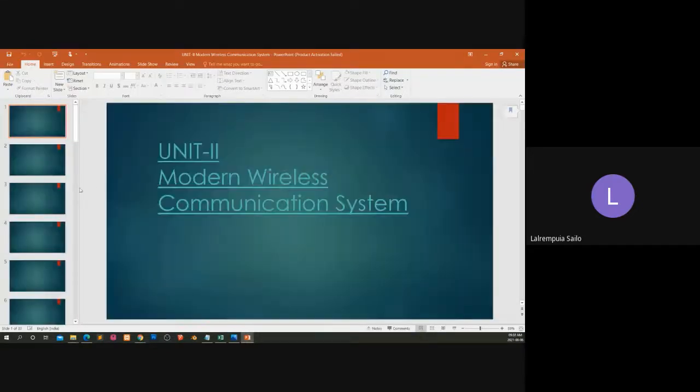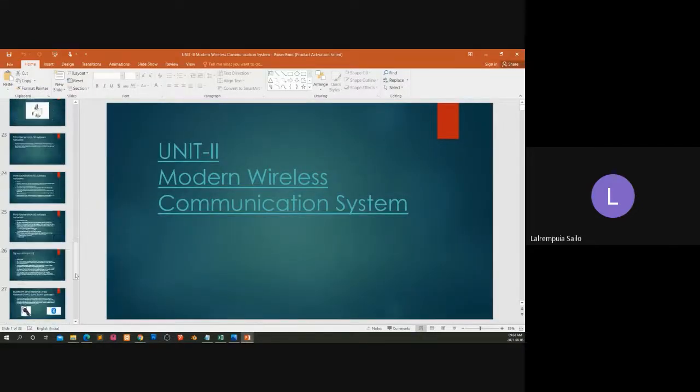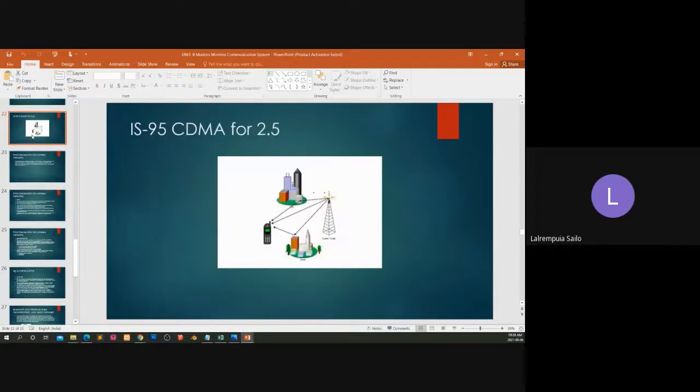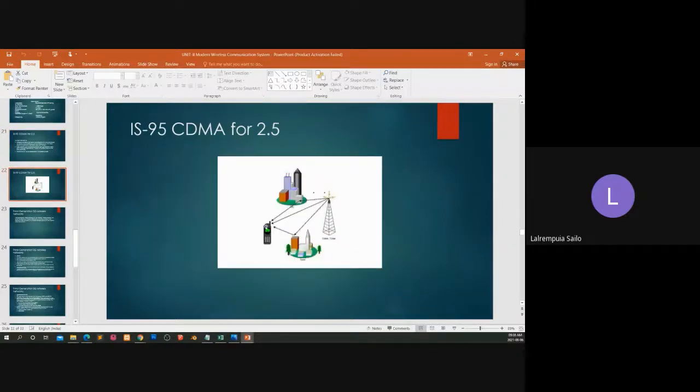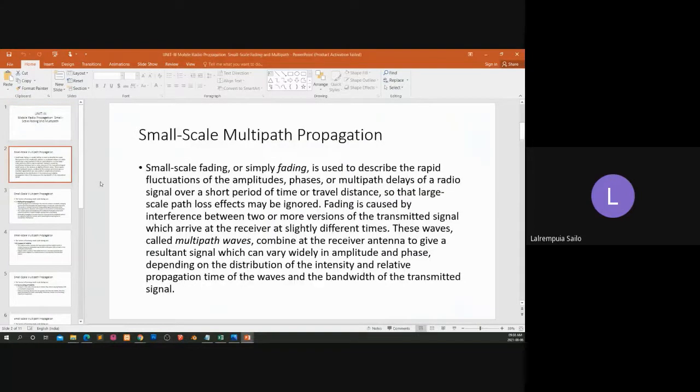Let's see one more example. Based on this multipath combining, the mobile receives multiple signals, and the objects also reflect those signals in the multipath radio signal. So let's go into small scale multipath propagation.